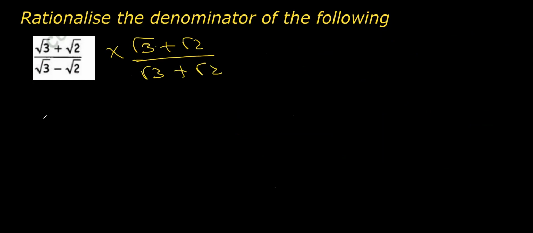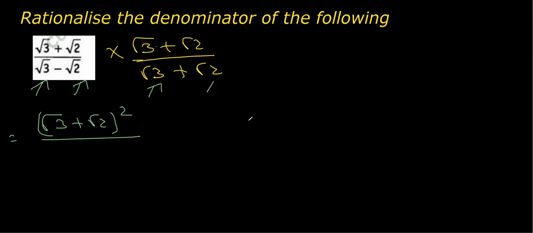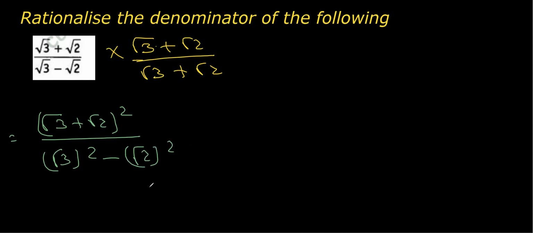On rationalizing, you'll get the numerator as root 3 plus root 2 whole square, and the denominator, this is a, this is b, so it's in the form of a plus b into a minus b. So it can be written as a square minus b square. Now continuing with this, I'm going to apply a plus b whole square.